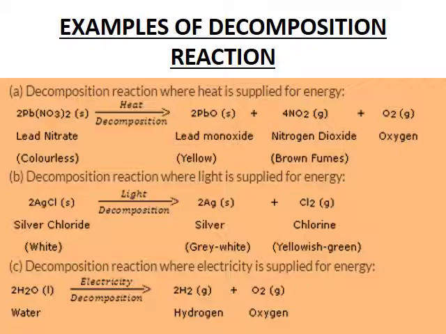Decomposition reaction where light is supplied for energy. White silver chloride, AgCl, when kept exposed to sunlight decomposes into grayish white silver, Ag, and yellowish green gas chlorine, Cl2. Decomposition reaction where electricity is supplied for energy. When electricity is passed through water, it decomposes into hydrogen gas and oxygen gas.